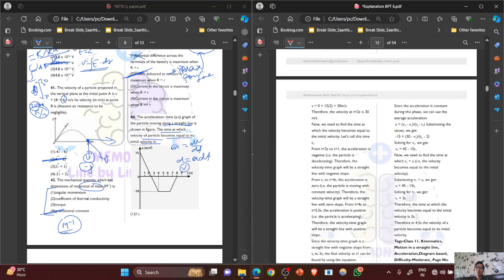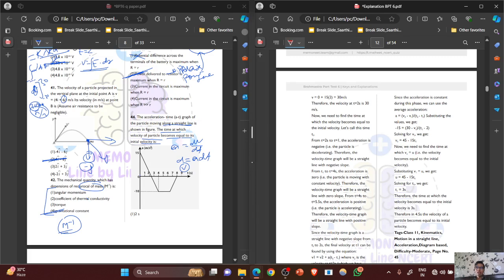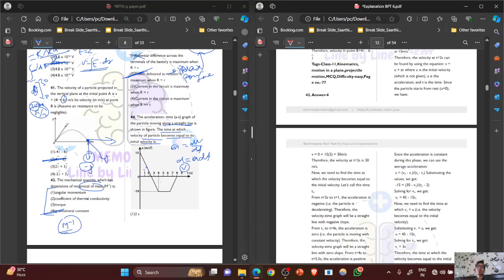It's a good question, I think. It's a very big question. Let me do it by myself. The acceleration time graph is given. Particle moving in a straight line. Okay, area is calculated. We get the velocity will be like negative. How can we calculate the initial velocity? This is the first question.